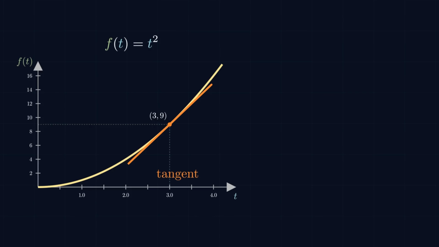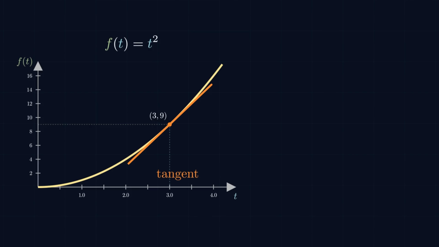Now this idea is crucial in differential calculus, and it's known as a derivative. Formally, we would say that the derivative of f at the point t is the slope of the tangent line to f at the point t. But how do we denote a derivative?